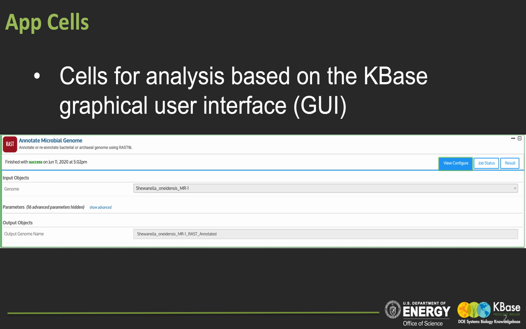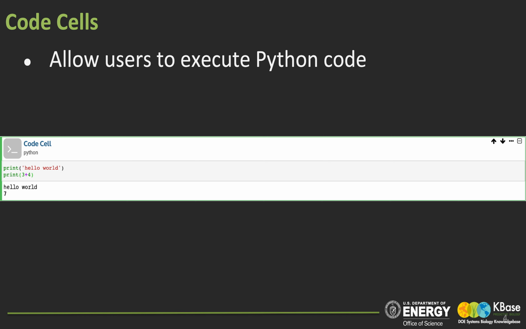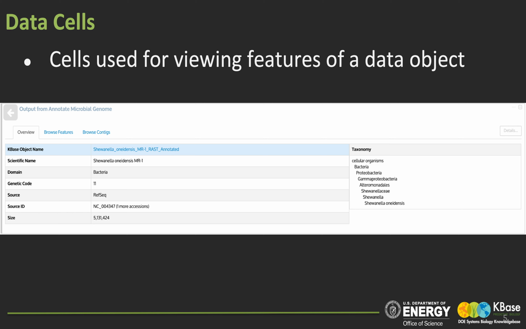App cells, which are KBase apps that are usable in a graphical format. Markdown cells, which are non-coding cells used for creating notes about the analysis. Code cells, which allow users to enter and execute Python code, including running modified versions of apps. And data cells, which allow us to browse the features of the data objects in the narrative.